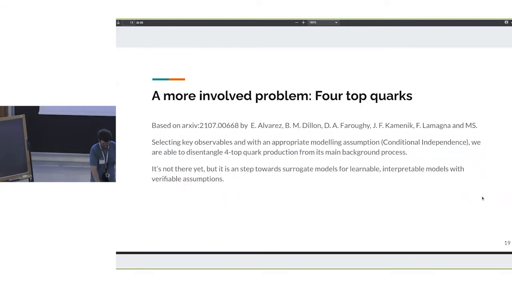So let's get to the problem at hand. I'll try to apply this tool that I have detailed to a given problem, which is the production of 4 top quarks at the LHC. This is based on a paper we did in collaboration with Ezequiel Álvarez, Barry Dillon, Dario Faroughy, Jernej Kamenik, and Federico Lamagna. And the idea here is that we will select key observables and, using some appropriate modeling assumption, we'll introduce some physical bias, which will be, in this case, conditional independence.